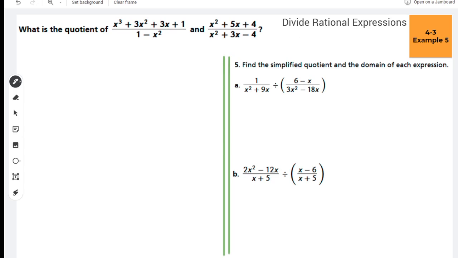In today's video, I'm covering example 5 from section 4-3 in the SavvasRealize Algebra 2 textbook. So the goal of this example is to learn how to divide rational expressions.